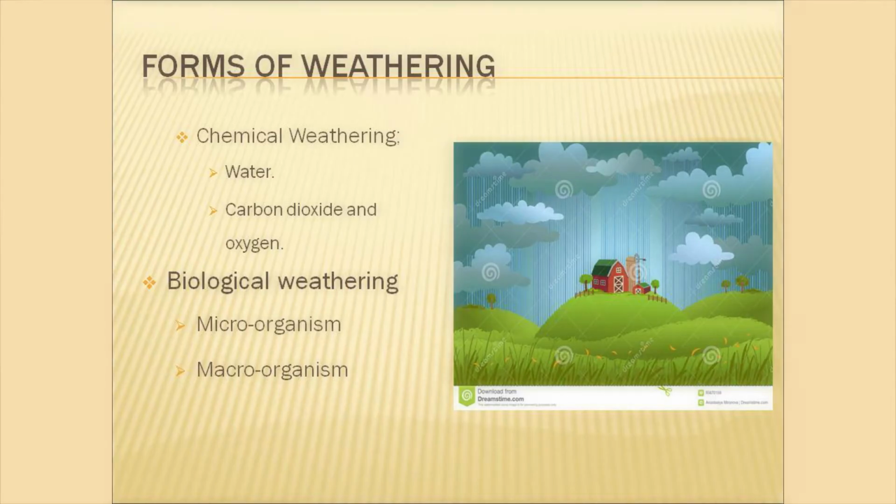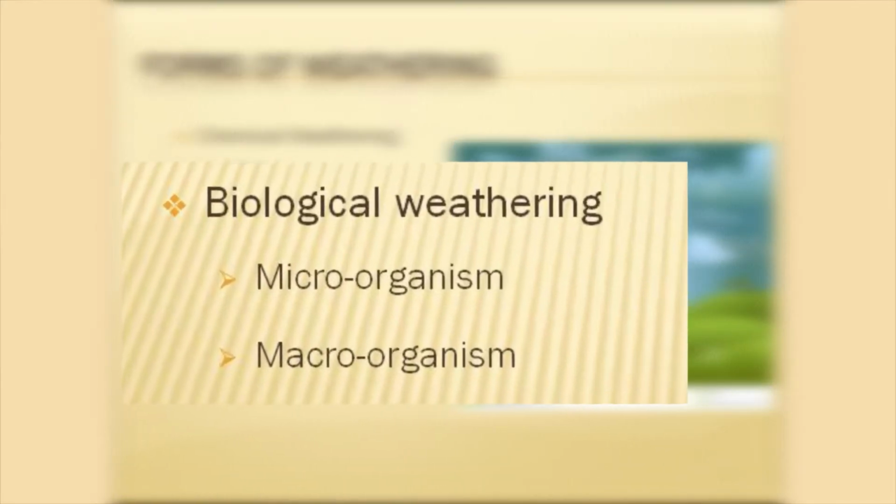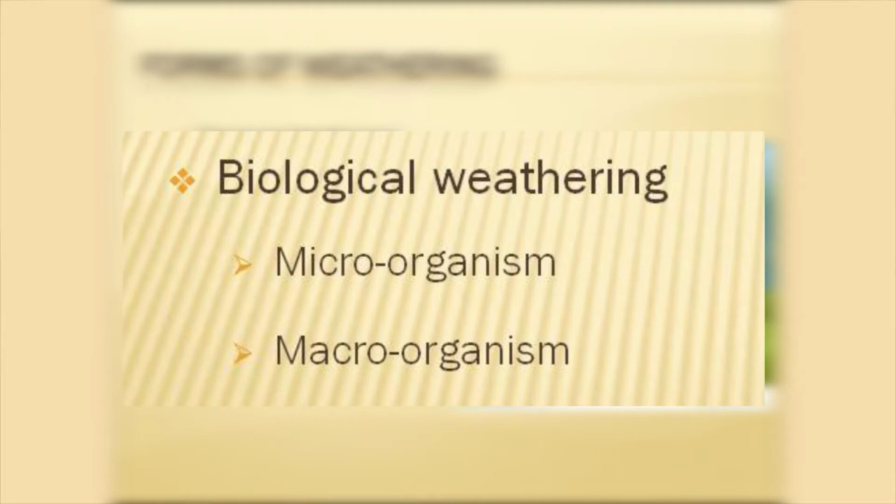And the last of the weathering processes is biological weathering. Biological weathering comes with microorganisms and macroorganisms. Microorganisms are very small organisms that cannot be seen with the naked eye, while the macroorganisms are the larger organisms such as earthworms, slugs, and certain wood lice that are found present in the soil. The actions of these organisms will cause soil to form.